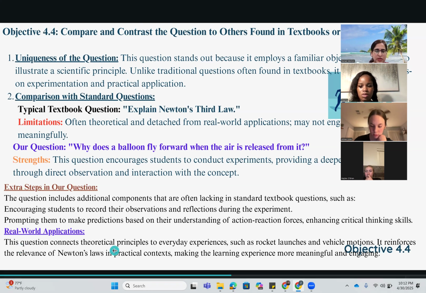This question connects theoretical principles to everyday experiences, such as rocket launches and vehicle motions. It also reinforces the relevance of Newton's laws in practical contexts, making the learning experience more meaningful and engaging.